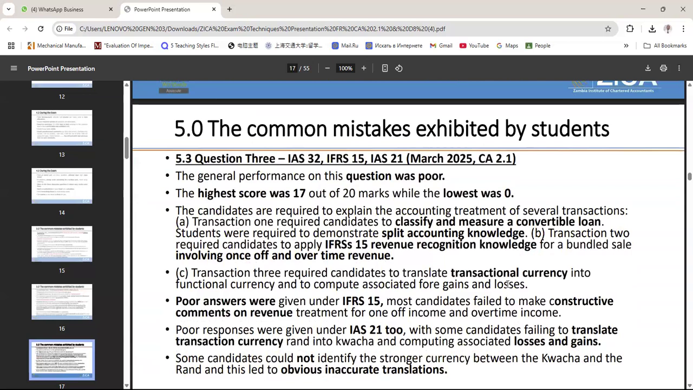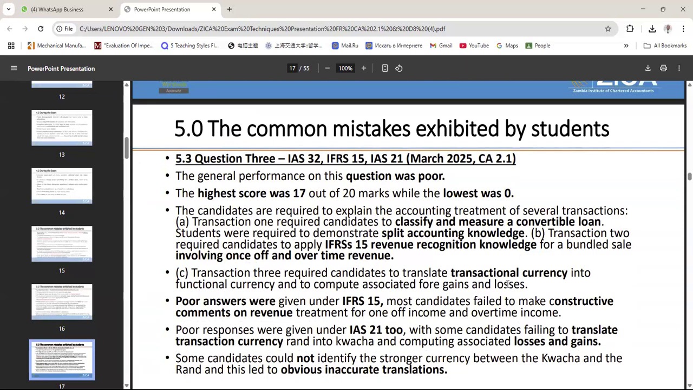Question 3 covered IAS 32, IFRS 15, and IAS 21. The performance was poor, the lowest got 0. How can you get 0 in theory? It means we are not ready. So like what I indicated on IAS 32, what they tested was on convertible loan, where they were supposed to split between equity and liability, but students did not split.